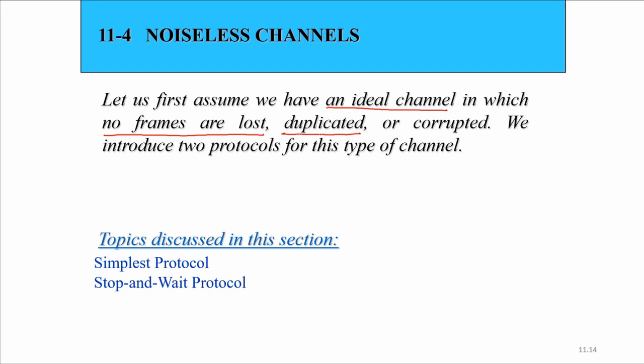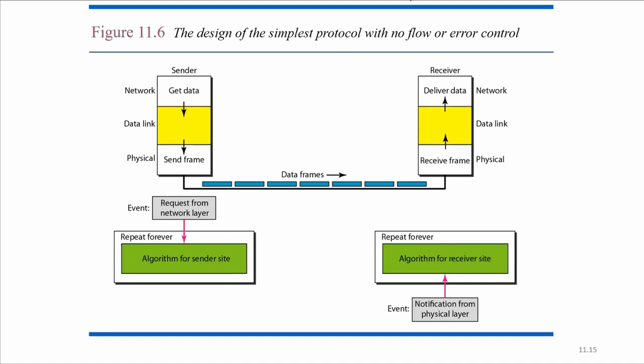Frames cannot be duplicated or corrupted, in the sense that there should not be any error in the ideal channel. If we are sending a packet, that packet will reach the receiver because there is no error in between, whether due to packet or frame loss, duplication, or corruption of frames. So we will see here two different protocols, the simple protocol and the stop and wait protocol.